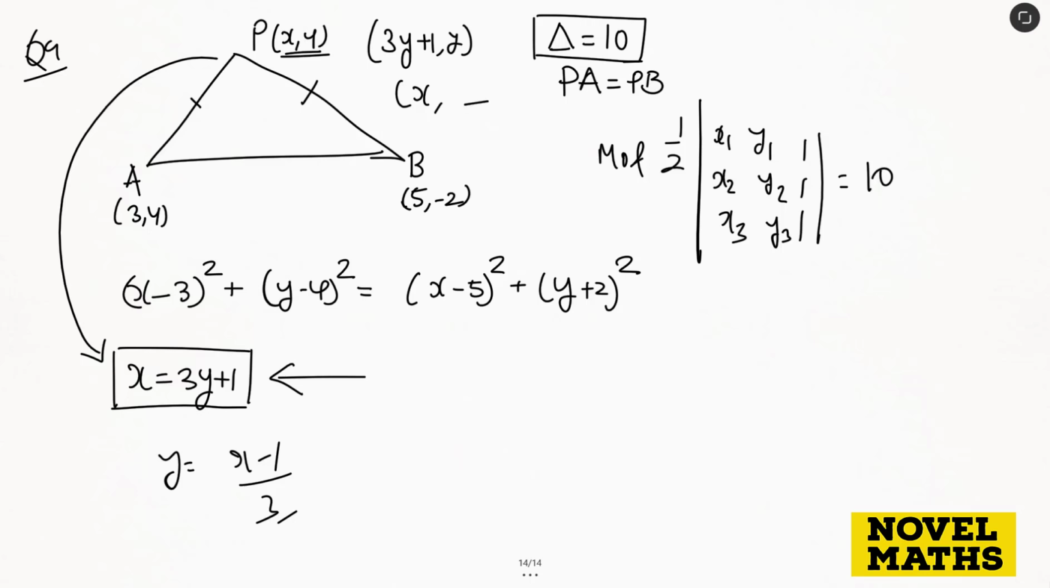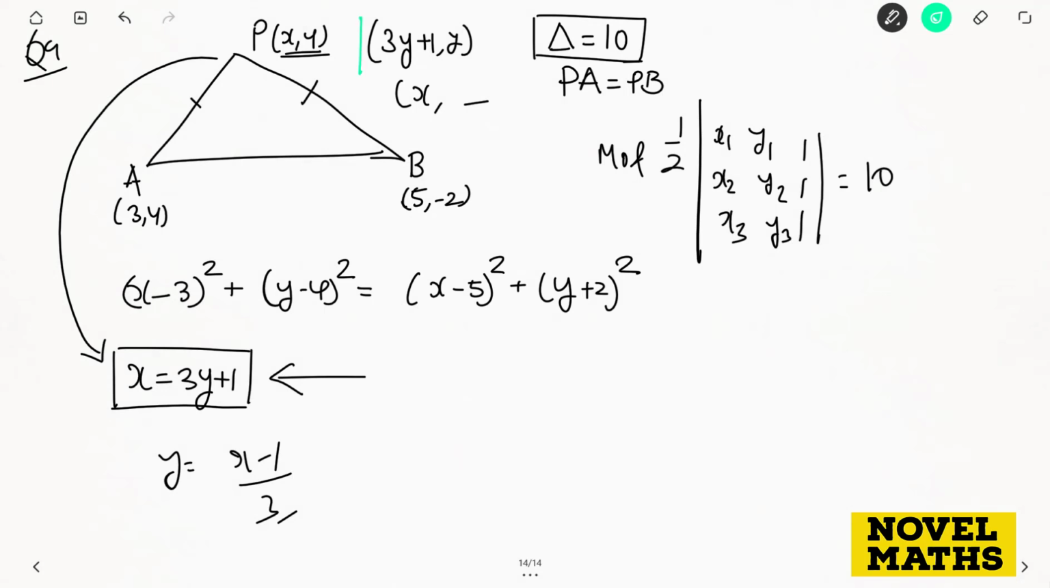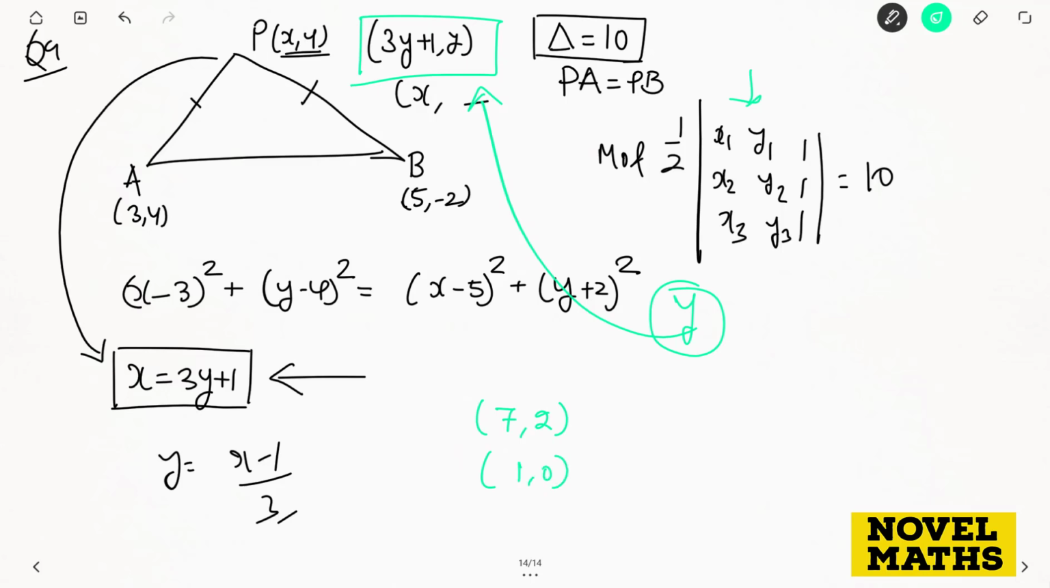So let's see, this is the point. Now you have 3 points, 3, 4, 5, negative 2, 3y plus 1, y. You just put it here, you will get the value of y. Two values of y, you substitute here, you will get 2 coordinates. I'll simply give the answer. Answer is 7, 2 and other value is 1, 0. Alright, let's move to the last question.